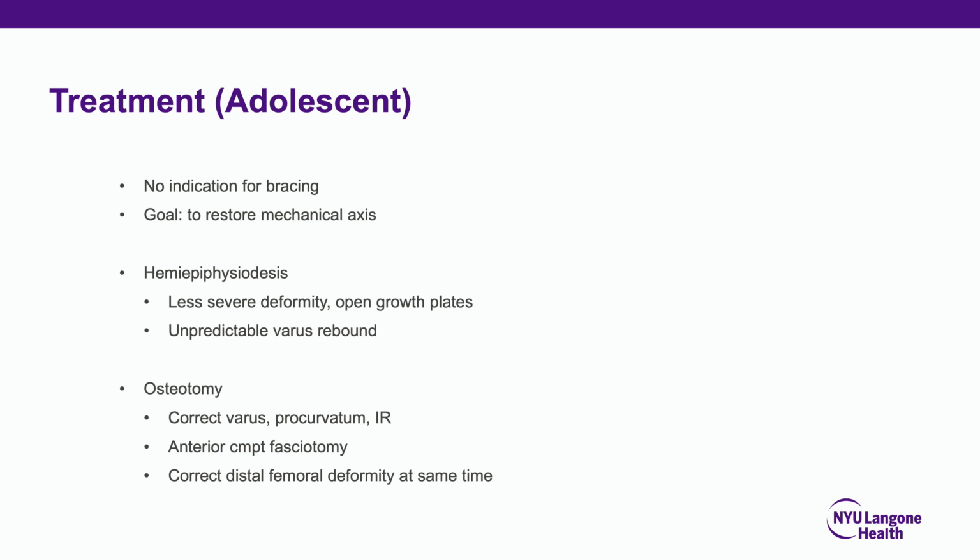Hemihypertrophy adductus has been discussed in less severe deformity that you catch quite early, but they can have an unpredictable varus rebound. Osteotomy correcting the varus procurvatum deformities is really the standard of care. Most surgeons will perform an anterior compartment fasciotomy, and you also want to correct the distal femur at the same time if possible.